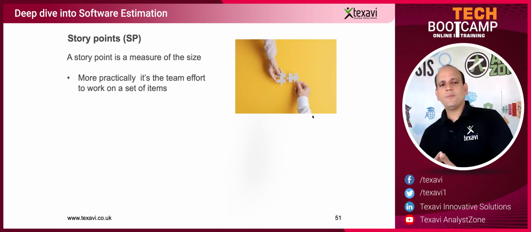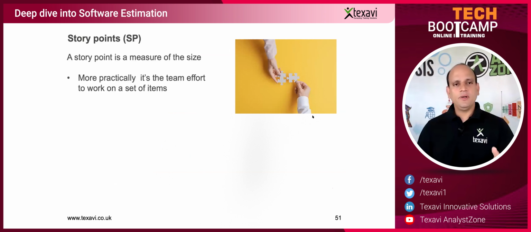So what is a user story point? Let's call it a story point. I'm talking about story from the point of view of agile. So it's user stories, but we call them story points, or SPs for short. It's a measure of the size. Again, remember, it's a measure of the size. It's not the measure of the effort.